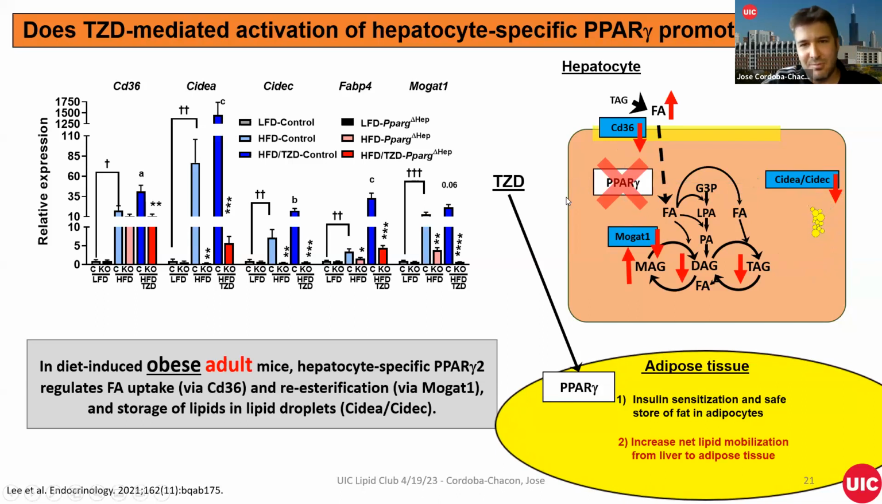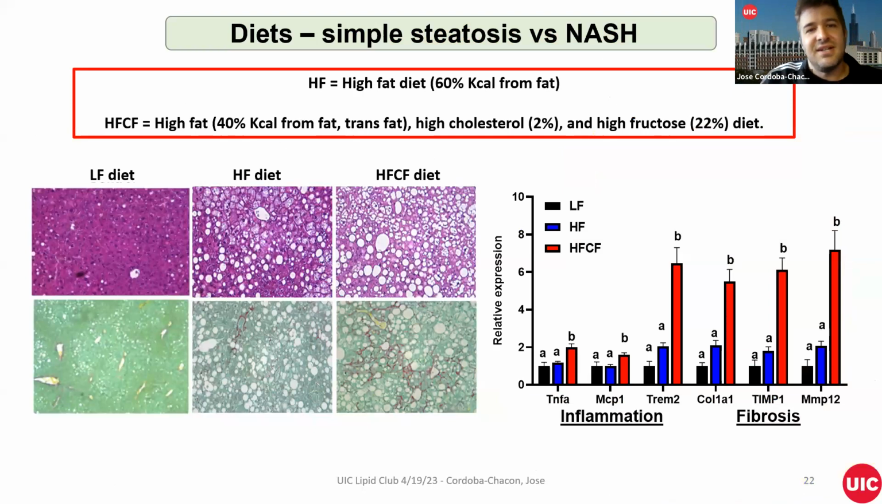But when we knock out PPAR gamma in the hepatocytes, TCDs are super powerful insulin sensitizers, and they mobilize all the fat out of the liver and increase the mobilization into adipose tissue. This has been shown in humans, there is an expansion of the subcutaneous adipose tissue, and that is super efficient when PPAR gamma is knocked out in hepatocytes.